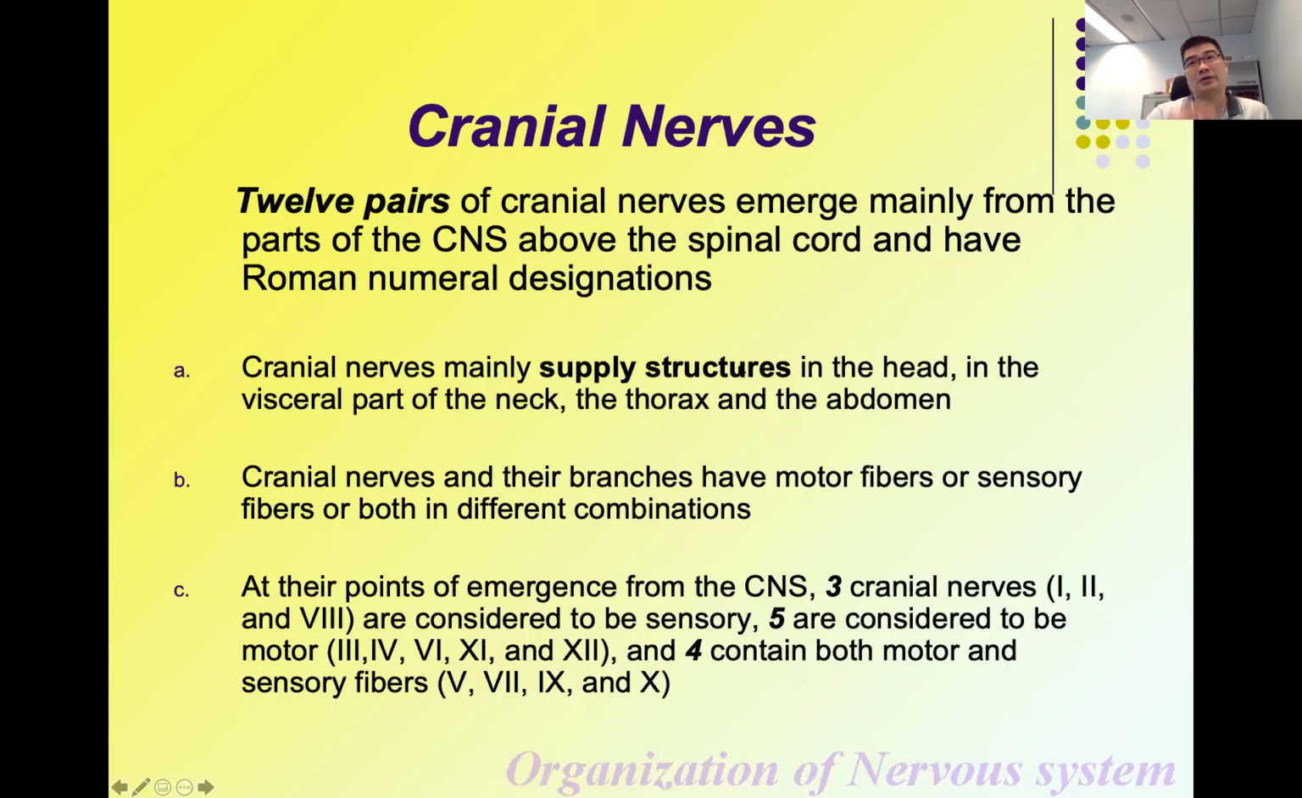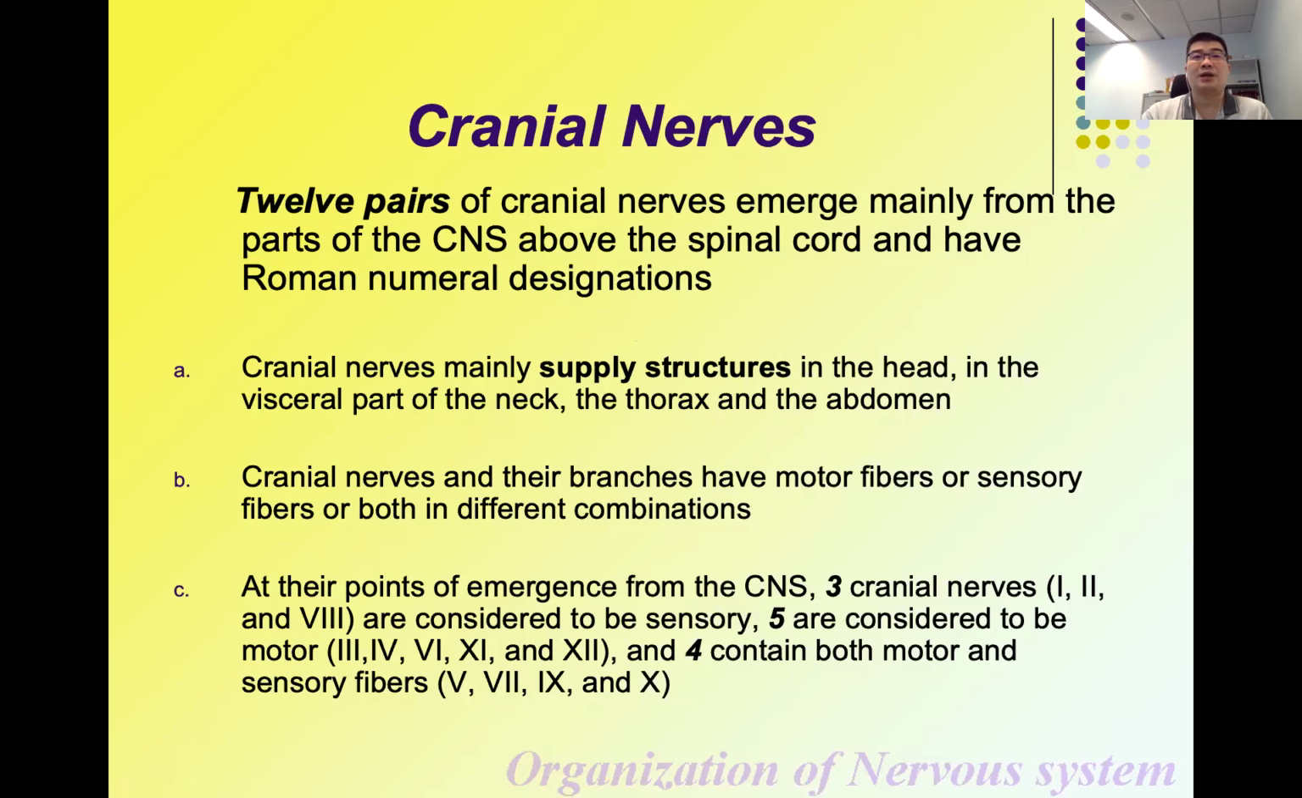So as I mentioned, all the muscles and movement of the head are controlled by these nerves, and also some in the abdomen, inside the abdomen. The cranial nerves and their branches have motor fibers and sensory fibers, in different combinations.